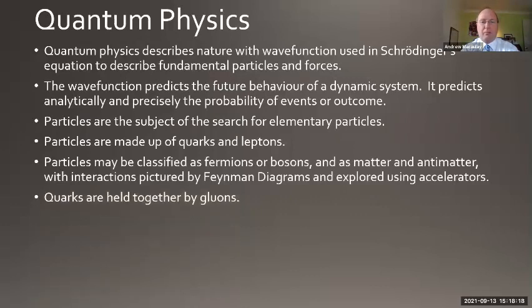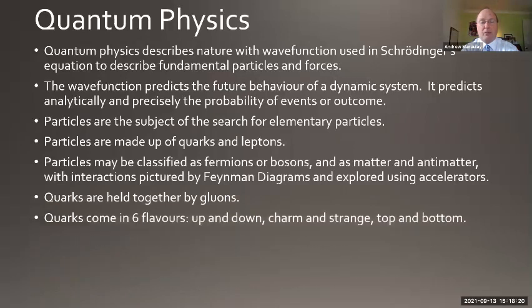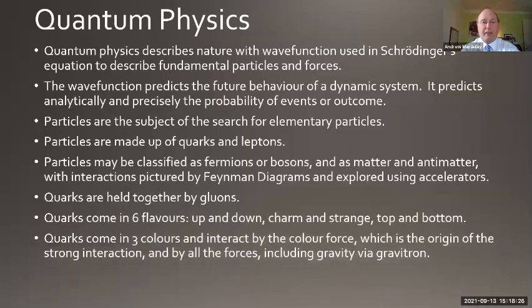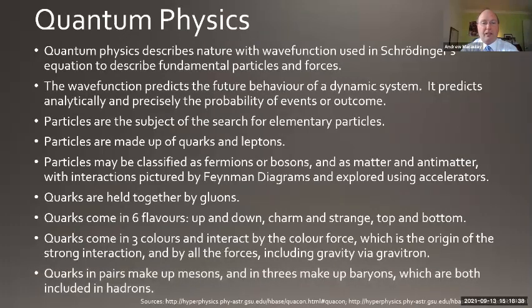Quarks are held together by gluons. Quarks come in 6 flavors: up, down, charm, strange, top and bottom. Quarks come in 3 colors and interact by the color force, which is the origin of strong interaction, and by all the forces, including gravity via the graviton. Quarks in pairs make up mesons, and in 3s make up baryons, which are both included in hadrons.